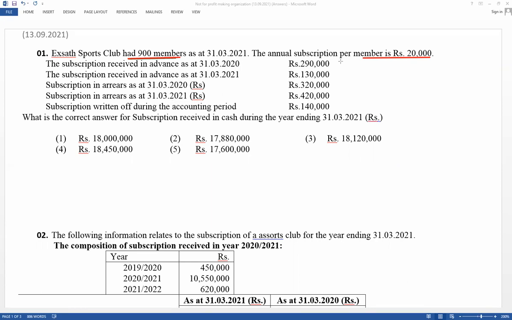Therefore, subscription written off is an expense. Try to recognize subscription in arrears as well as subscription received in advance and subscription written off, as well as how to recognize subscription income. Subscription is a main income. Right, prepare the subscription account for that. Those are the normal members. There are two types of members available, normal members as well as life members.